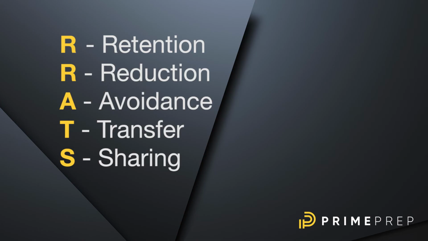What type of risk is insurable? Only pure risk that results in pure loss. What are the methods of managing risk? Remember, RATs. R stands for retention, R stands for reduction, A stands for avoidance, T stands for transfer, and S stands for sharing. When must insurable interest exist in life insurance? At the time of the application.